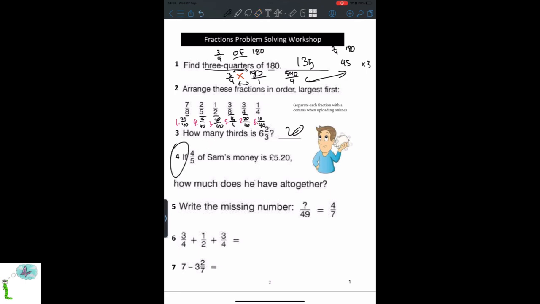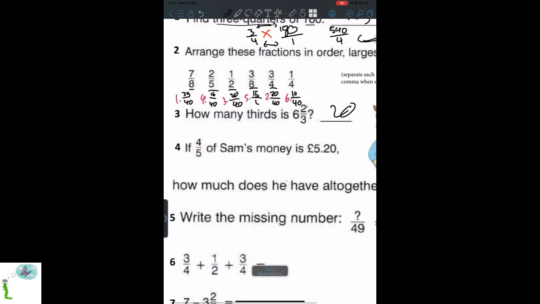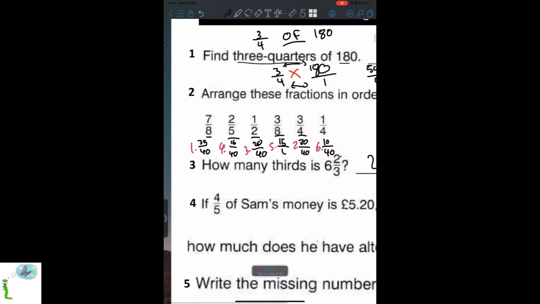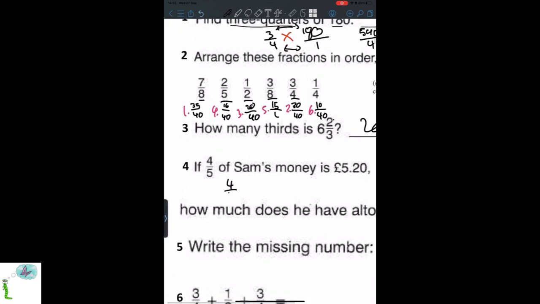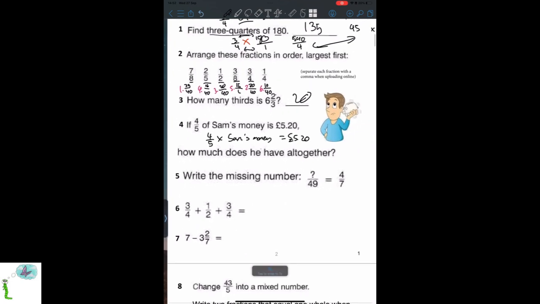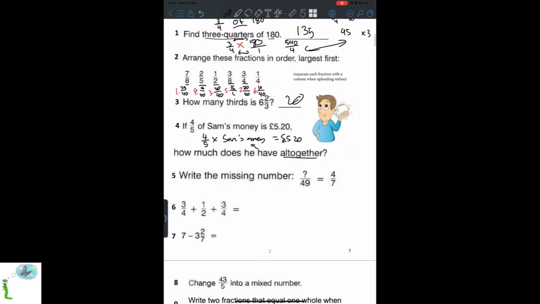Okay, question 4. If 4 over 5 of Sam's money is £5.20, how much does he have altogether? Again, like I said, what of means is times. So you're saying 4 over 5 times Sam's money, which is all of Sam's money, is equal to £5.20. And it's asking you what is this value?